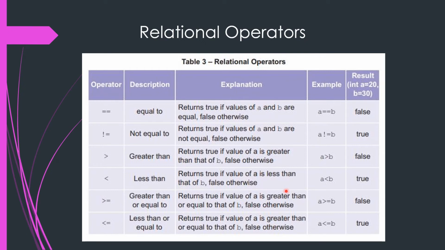How do they return these values? Basically, first of all, they check the relation, whether it is true or not. If it is true, they return true.